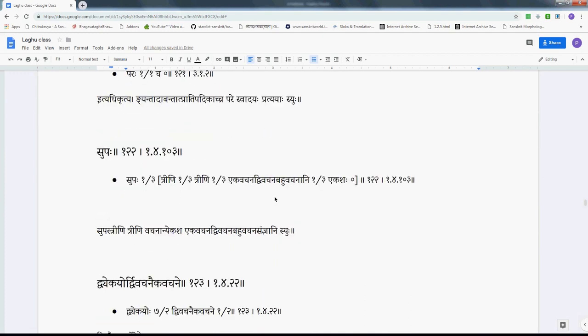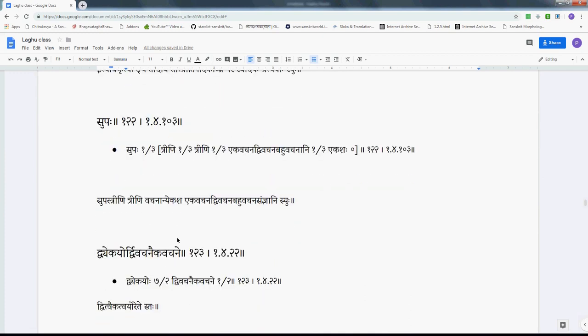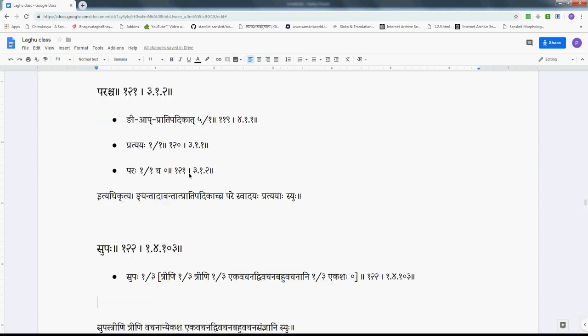See. Dvekayor dvivachane ekavachane. So what is this ekavachana? Ekavachana, if you go, is Supaha. Supaha trini trini ekavachana dvivachana bhuvachanani. So this is the sanya. Ekavachana is a sanya for what? For sup pratyaya. Pratyaya is ekavachana. We say which is the vibhakti? Ekavachana vibhakti. We may say that vachana. But here technically what is ekavachana? Ekavachana dvivachana bhuvachanani. These are ordained, trini trini.